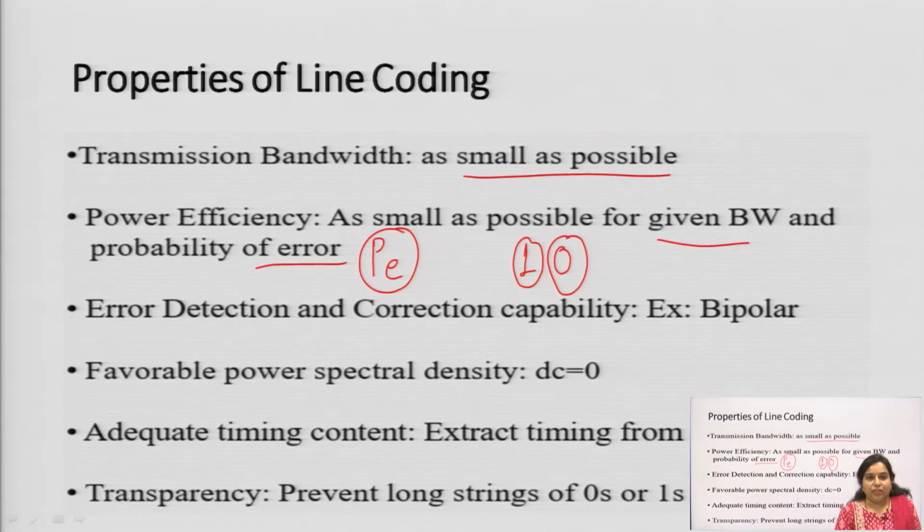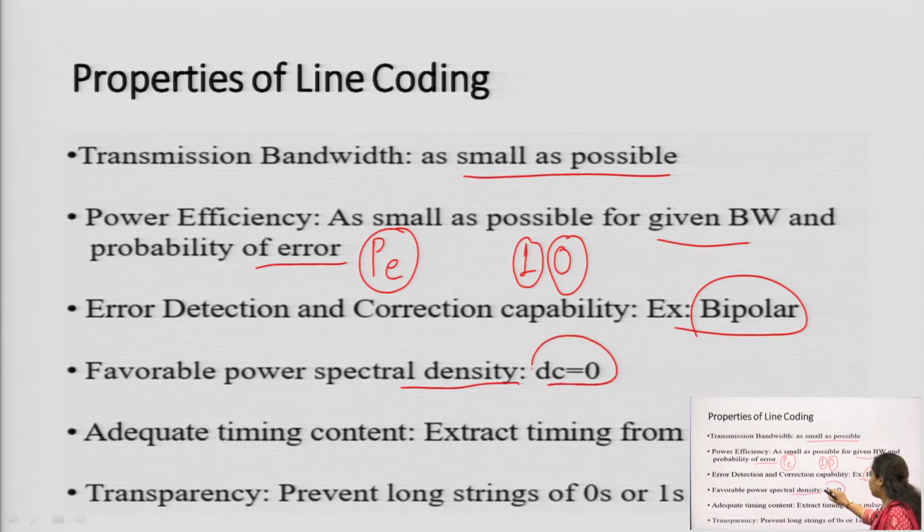Then error detection and correction capability should be there for the line coding. Example, the bipolar. I am going to discuss what bipolar is. Bipolar is a kind of line coding only. Next is favorable power spectral density, which means the DC term should be equal to 0. Adequate timing content is there, that is, extract timing from the pulses. Transparency should also be there, to prevent long strings of zeros and 1s.